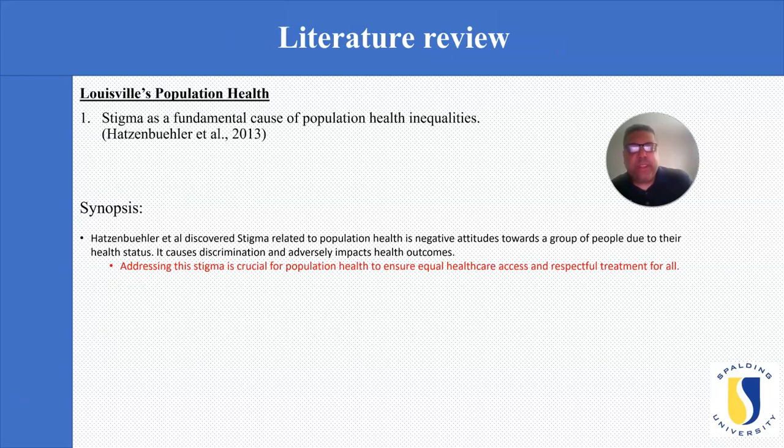So the next 4 slides will be the literature review. Let's start off with Louisville's population health. Hassenbuehler discovered stigma related to population health is negative attitudes towards a group of people due to their health status. It causes discrimination and adversely impacts health outcomes. So things you see in red are sort of my feedback, and you'll see they're either in red or green, and I'll explain green later. But my feedback is addressing this stigma is crucial for population health to ensure equal health care access and respectful treatment for all people.